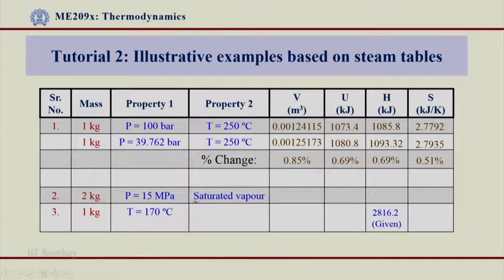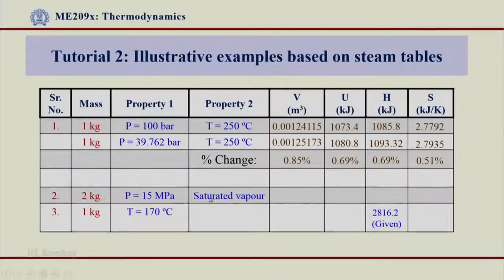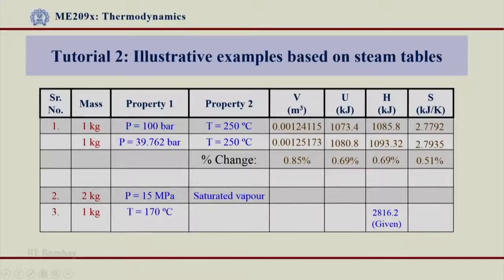Important to realize that the moment I say saturated vapor or saturated liquid, I will have to go to either Vf or Vg respectively. So let us go now to table number 2, where we can trace 15 MPa and get the values of Vg, Ug, Hg and Sg. And that is the answer to this question. But those values will be per kg. Because we want to have them for 2 kg, we will have to multiply those values by 2 kg, and that will be the answer.